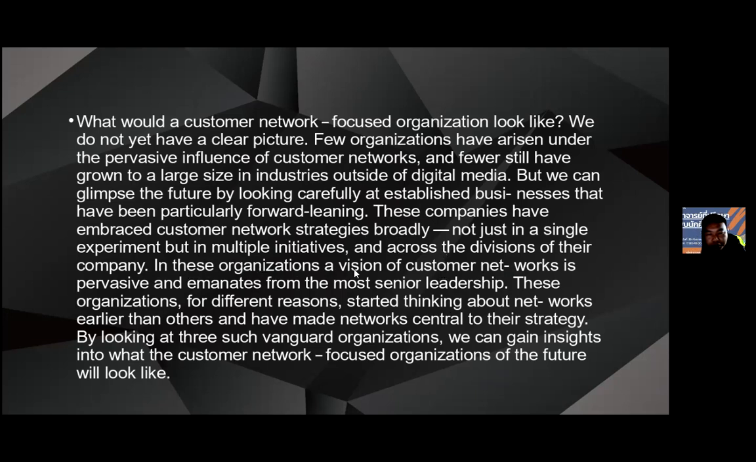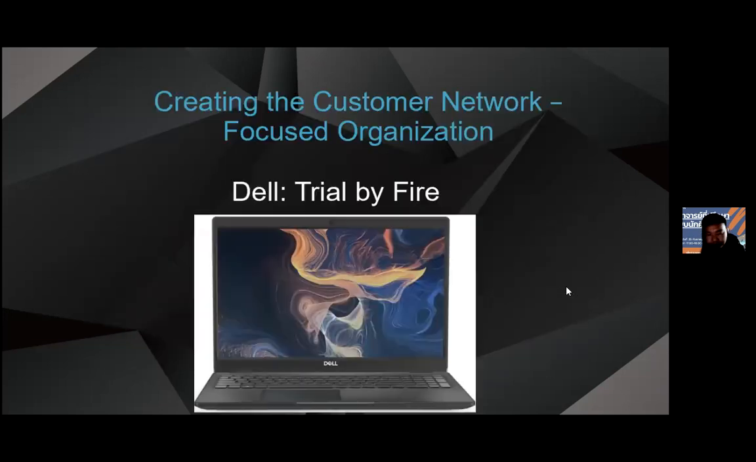In these organizations, a vision of consumer networks is pervasive and emanates from the most senior leadership. These organizations, for different reasons, started thinking about networks earlier than others and have made networks central to their strategies. By looking at three such organizations, we can gain insights into what the consumer network focused organizations of the future will look like. The first is the three examples.